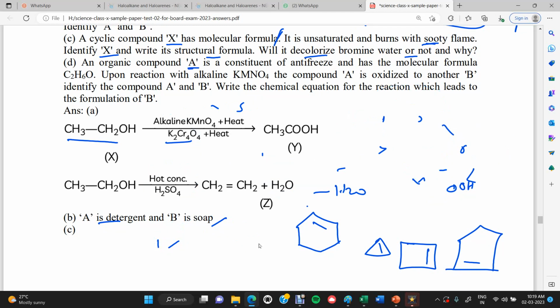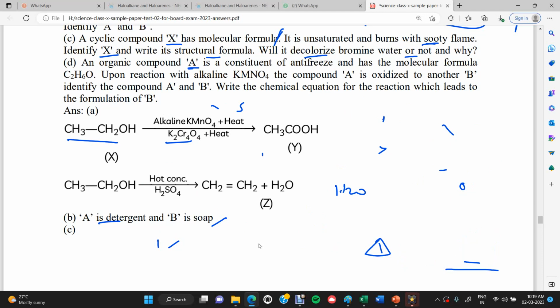Yes. Let me read the question meanwhile. An organic compound A is a constituent of antifreeze and has a molecular formula C2H6O. Good. They had given the molecular formula, that is comfortable for us to go. Upon reaction with KMnO4, the compound A is oxidized to compound B. Write the chemical equation and identify the compound.